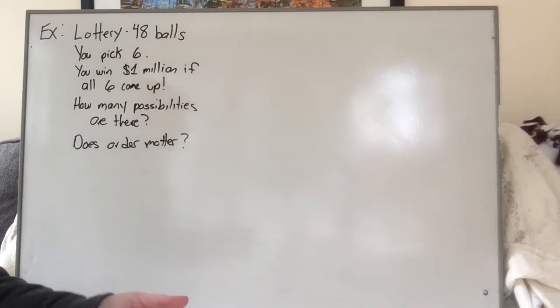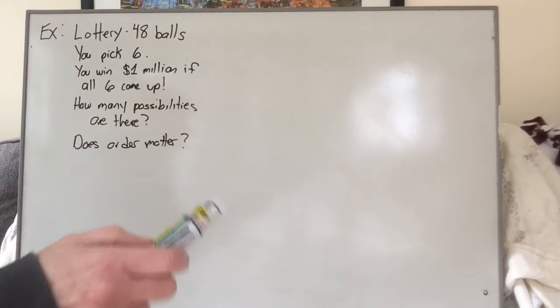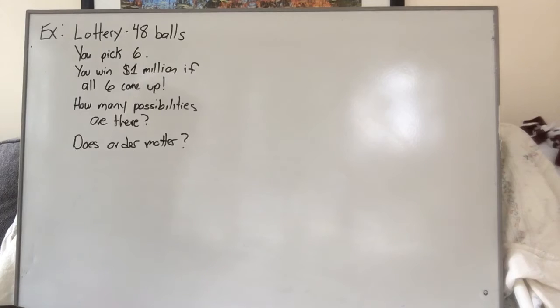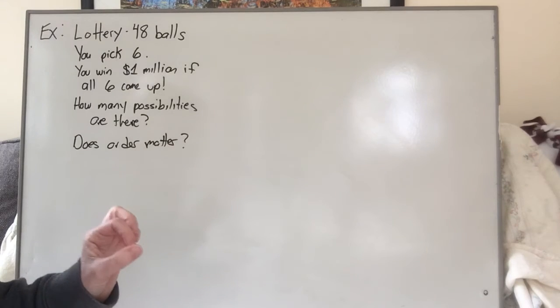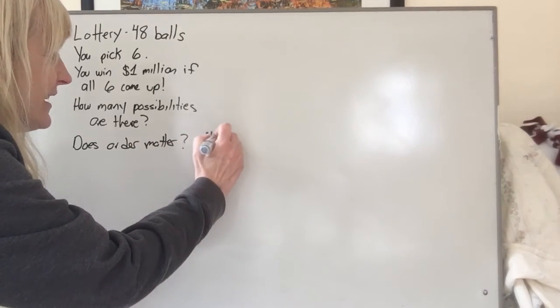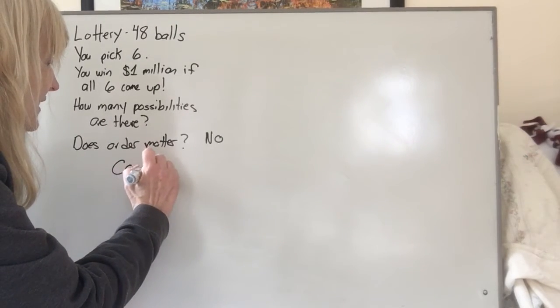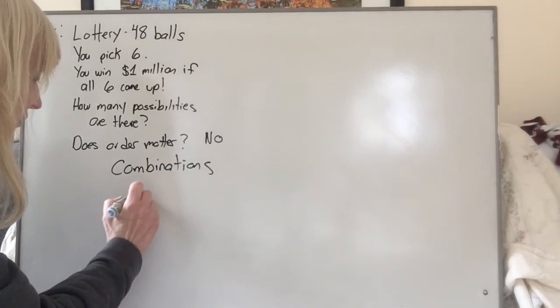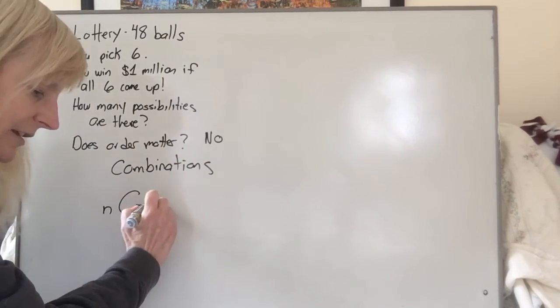When you see that lady or that guy standing there and the balls are popping up, and 6 comes up and then 15 comes up and then 2 comes up, did it matter what order? It didn't matter, right? You just had to have the right 6 numbers. So when order doesn't matter, as in this case, we use something called combinations. And there's a scary looking formula for combinations that goes like this.